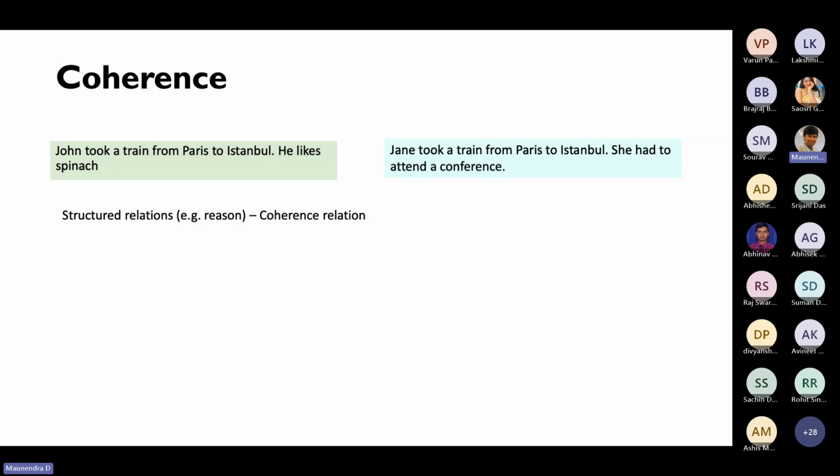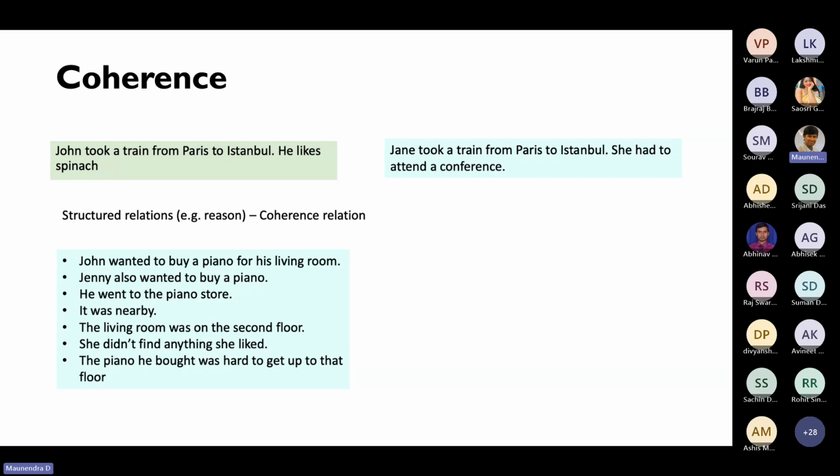Now let us look at another set of sentences. John wanted to buy a piano for his living room. Jenny also wanted to buy a piano. He went to the piano store. It was nearby. The living room was on the second floor. She didn't find anything she liked. The piano he bought was hard to get up to that floor. So this is the paragraph, this sequence of sentences. Now, again, what do you think? Does it make sense? Is it coherent?